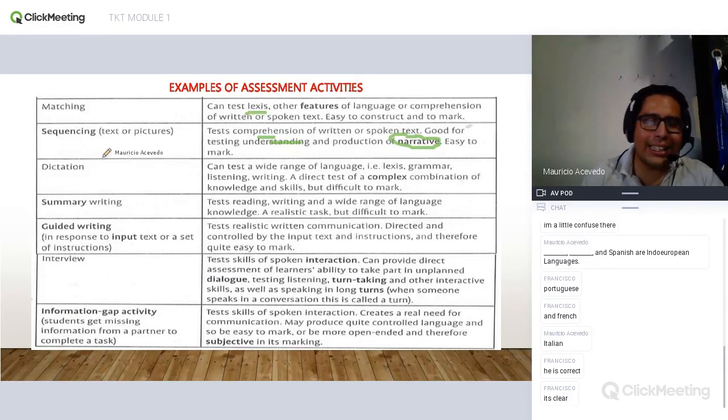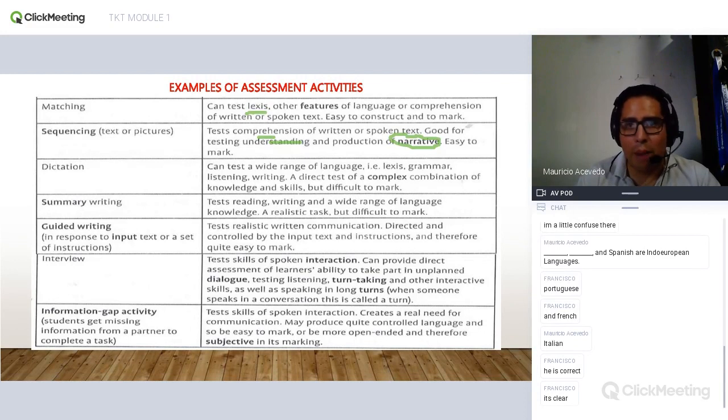Dictation. What can dictation test? It can test a wide range of language, for example, lexis, grammar, listening, writing, a direct test of a complex combination of knowledge and skills, but difficult to mark.